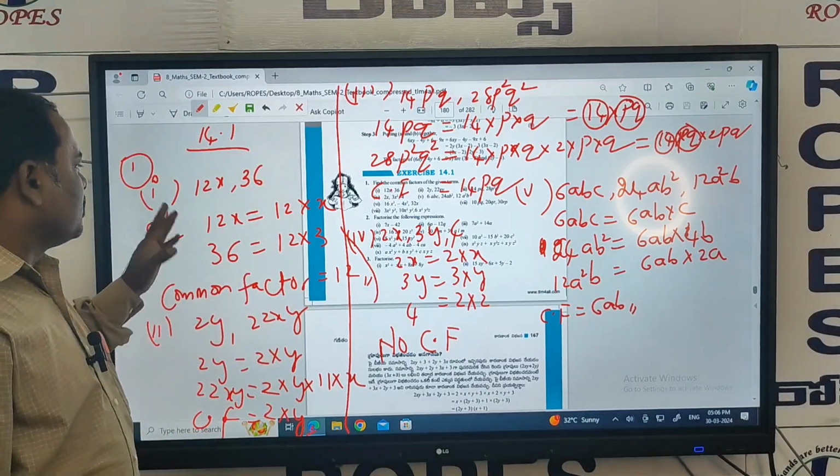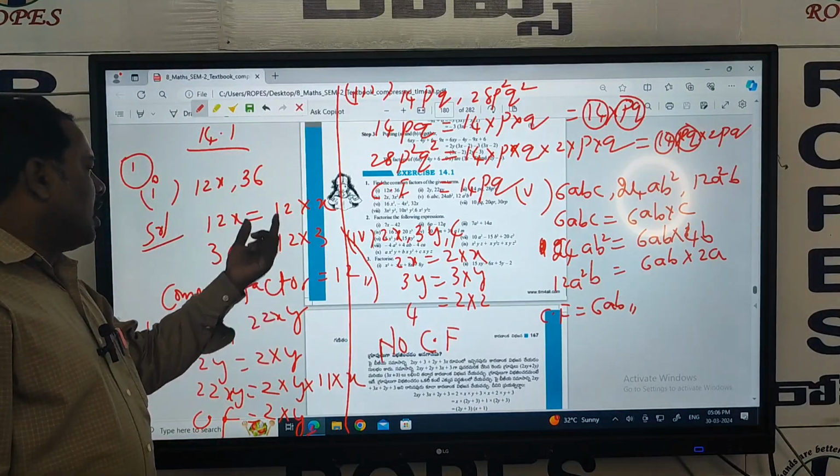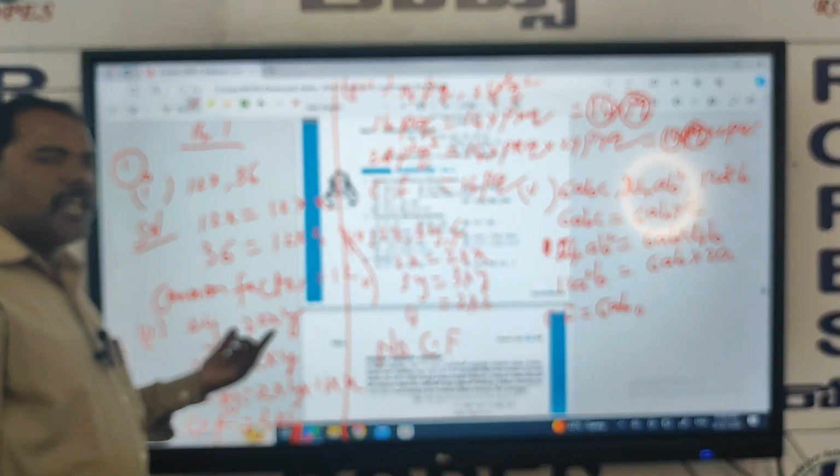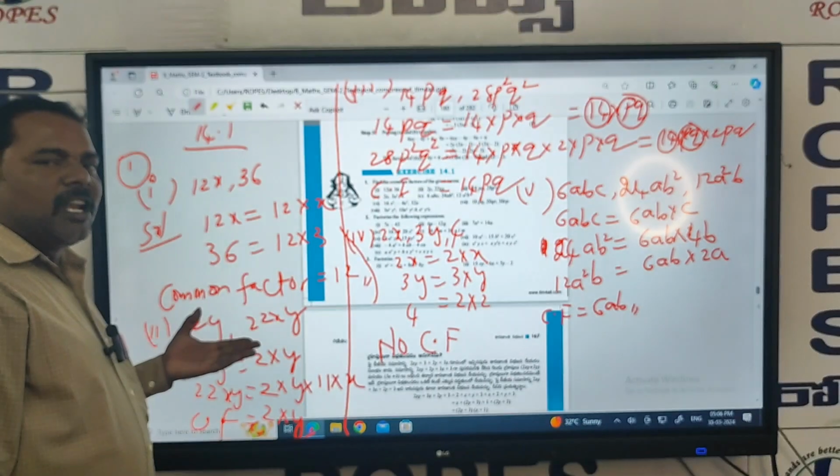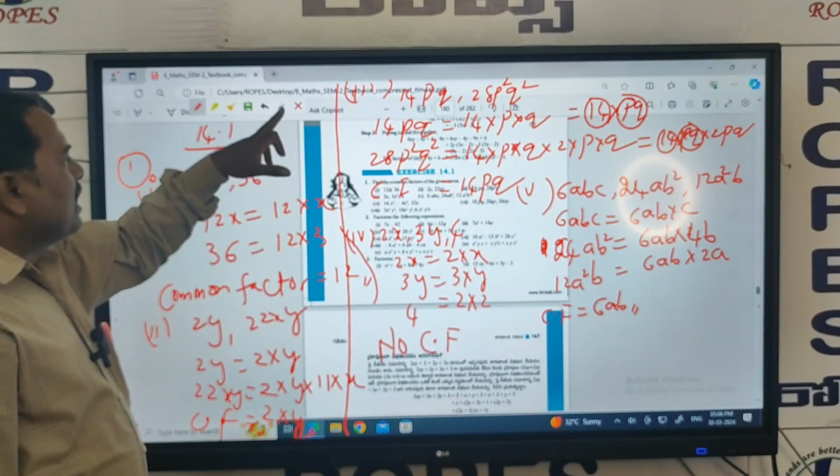If you observe this, what is the common number and common variable that is coming in all the given terms? That is the common factor of the given terms. Okay, so like this we have to solve.